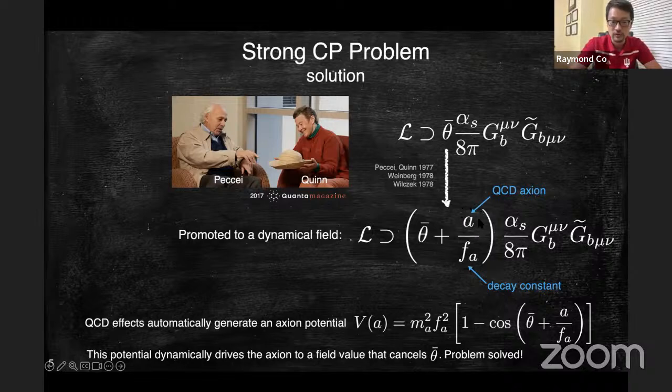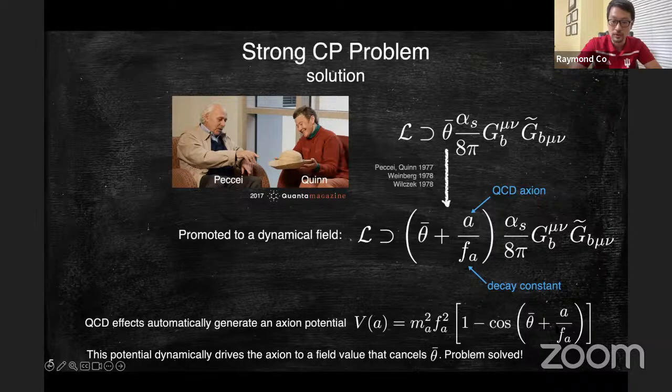But for now, let's just focus on what happens to this field. If you have this axion coupling to the gluons, then the QCD effects automatically generate a potential for the axion. And the potential looks like this. It is basically a cosine function. And as you can see, to minimize the potential, you want this argument to be small.